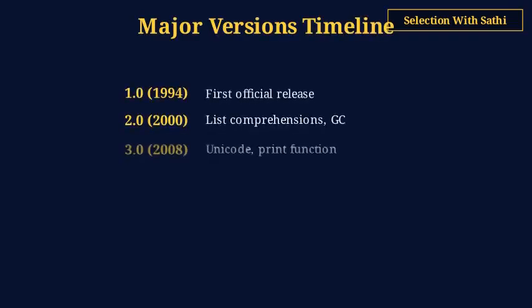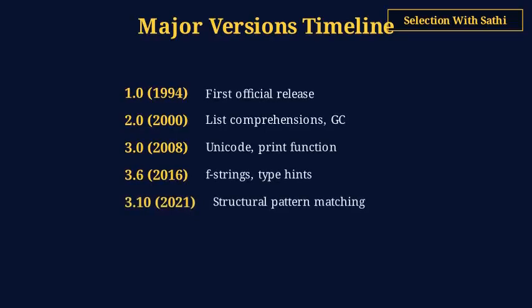Let's walk through the major Python version milestones. Python 1.0 came in 1994 and added lambda, map, and filter. Python 2.0 in the year 2000 introduced list comprehensions and garbage collection. Python 3.0 in 2008 was the big breaking change with Unicode strings and print as a function.